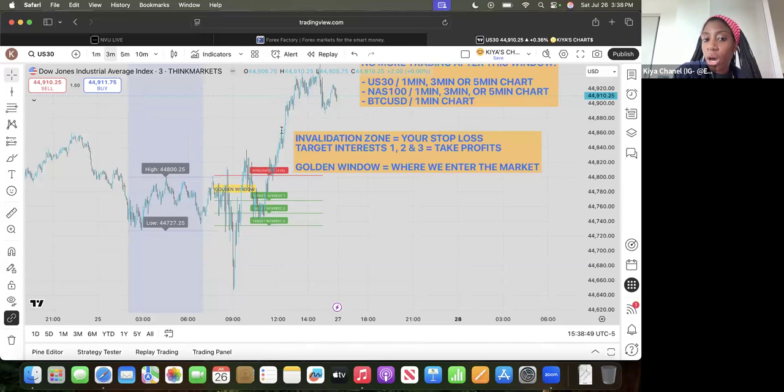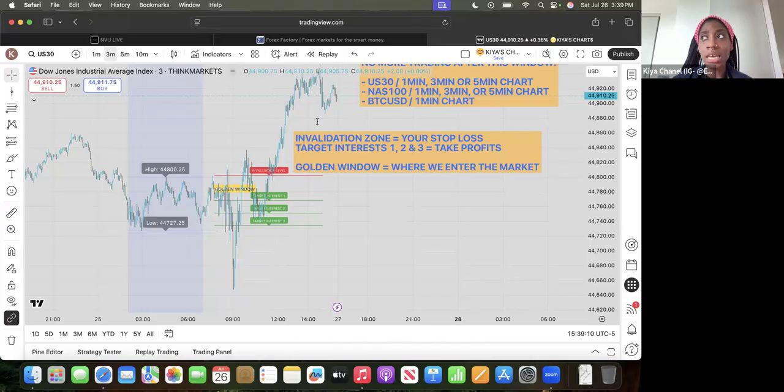And do we hold until desired TP, or what? Is it engulfing candle? We wait for it to close. Yes, so you always want to wait for the candle to close. That's at the golden window.